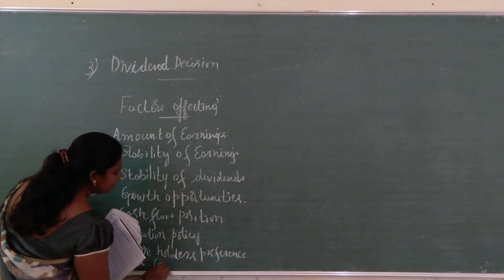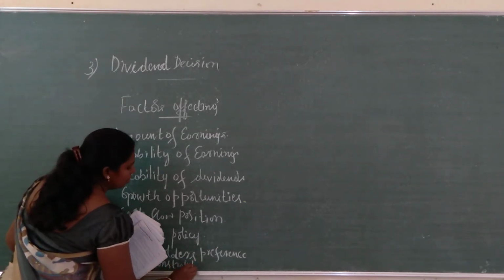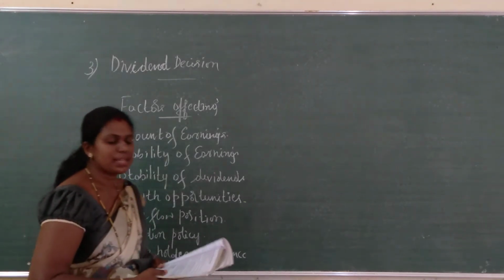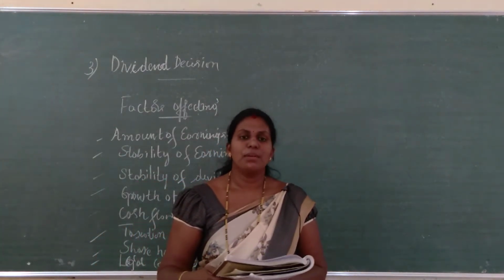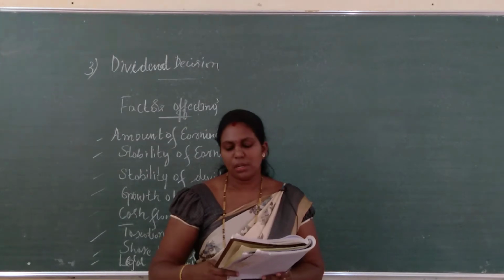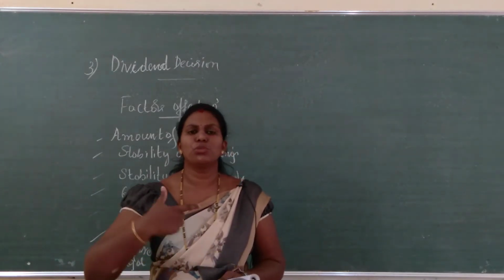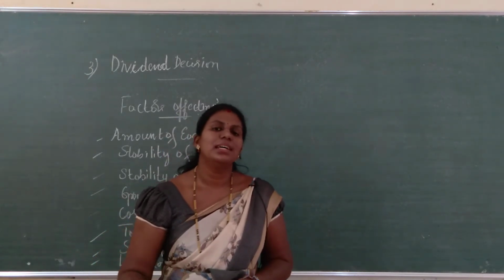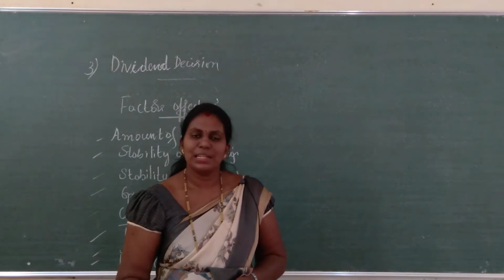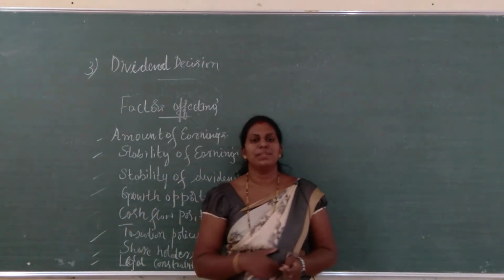Legal constraints. See, legal constraints are the certain provisions of a Companies Act that must be followed while declaring the dividend. While declaring the dividend, you cannot declare too much dividend or too little dividend. They have to follow certain rules and regulations. Okay, so these are the different factors which affect the dividend decision.